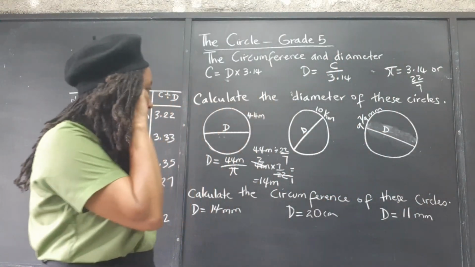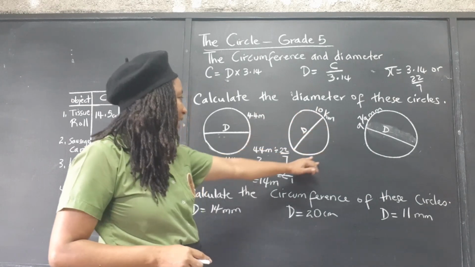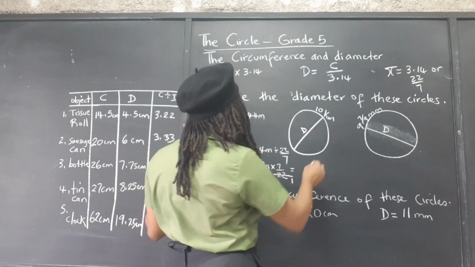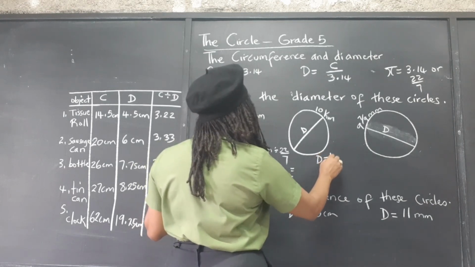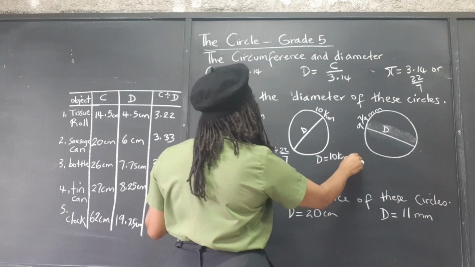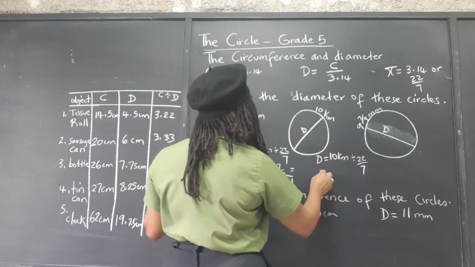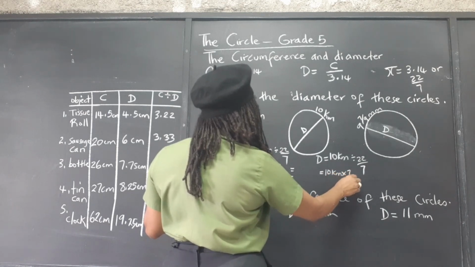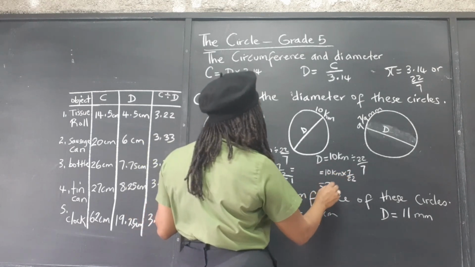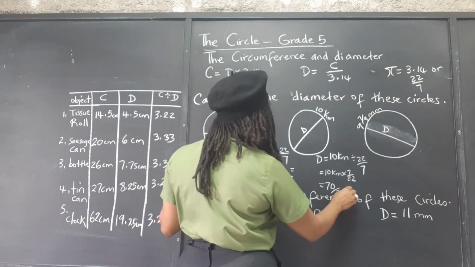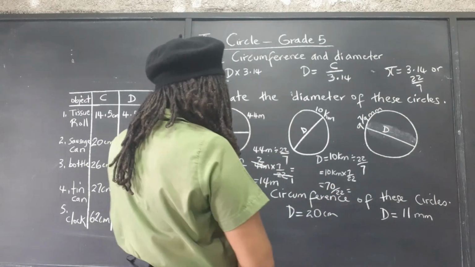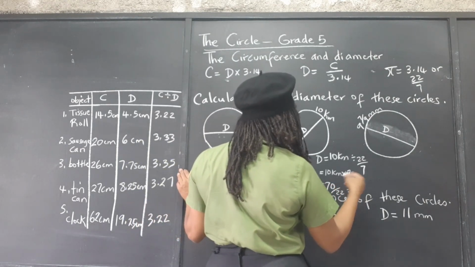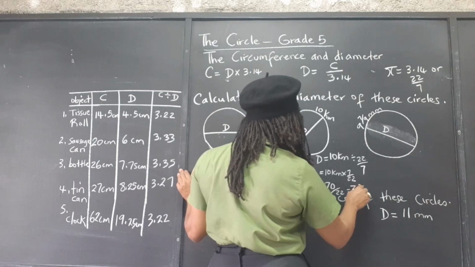Alright, for here the circumference is 10 kilometers and we want the diameter. So the diameter would be 10 kilometers divided by 22 over 7, which is the same as 10 times 7 over 22. So 70 divided by 22. So 22 goes into 70, that's 66, 3 times. Remainder 4 over 22, which is 2 over 11.